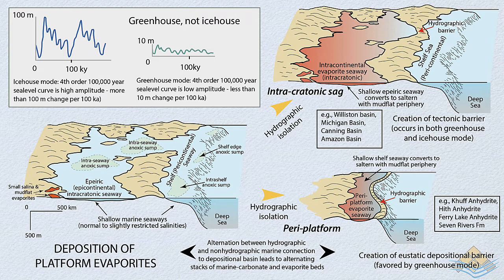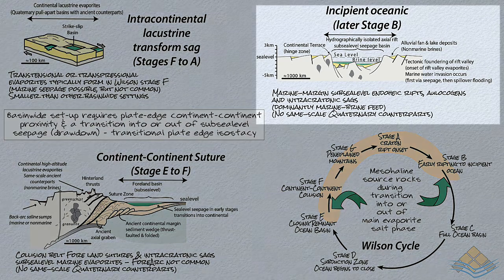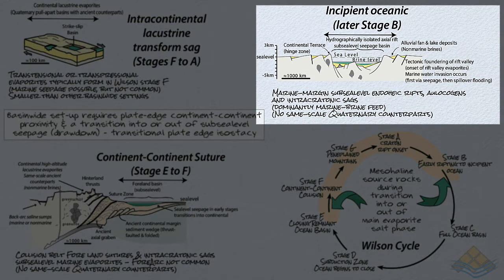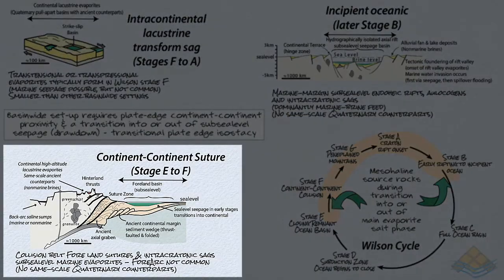eustatic association. For the basin-wide successions, we are looking at successions where we are either at the incipient oceanic stage, as we are opening a rift and we see marine waters coming into what was previously a continental association, or we have a continent-continent suturing association where we see increasing restriction of the marine waters as we pass into a continental association with closure of the oceanic basin.